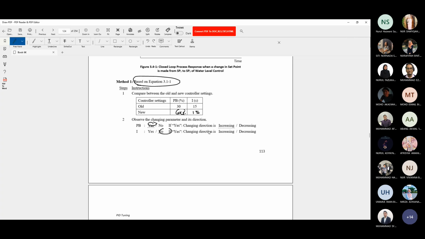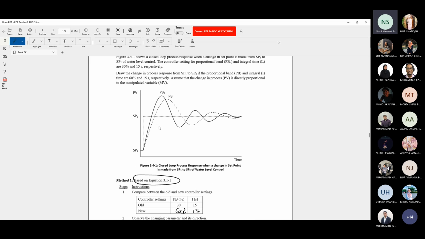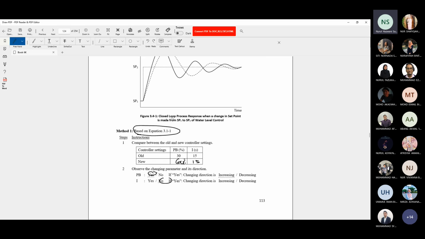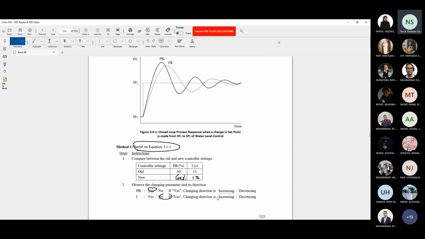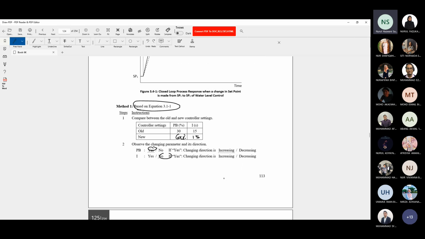Okay, dah. So by looking at this graph, if we increase the value of PB, we can see that the direction of PV is in an increasing direction, right? It moves forward, betul tak? Betul. So directly here we can say that if PB is changed, then the direction is increasing.